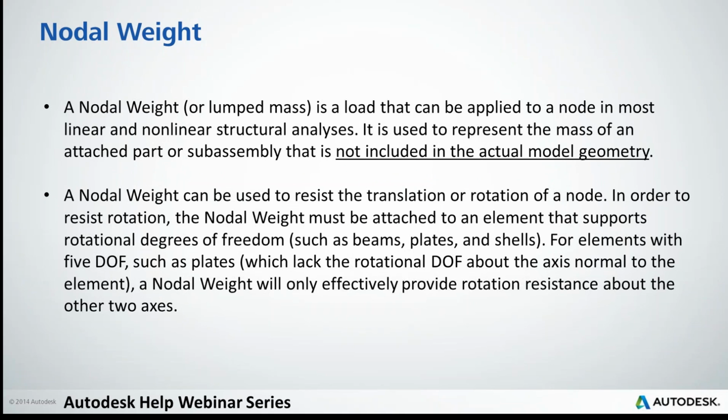A nodal weight can be used to resist the translation or rotation of a node. In order to resist rotation, the nodal weight must be attached to an element that supports rotational degrees of freedom, such as beams, plates, or shells. For elements with 5 degrees of freedom, such as plates, which lack the rotational degree of freedom about the normal to the element, a nodal weight will only effectively provide rotation resistance about the other two axes. So basically what this is saying is that for rotation, you have to pay attention to the rotational degrees of freedom and what elements support rotational degrees of freedom. That's in a nutshell what it's saying.